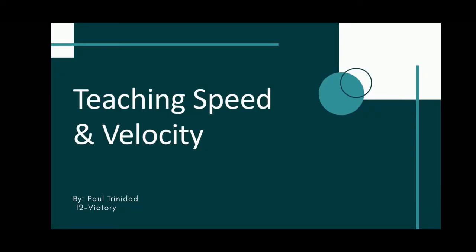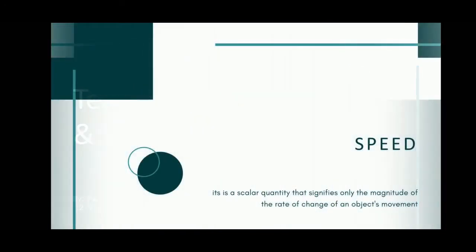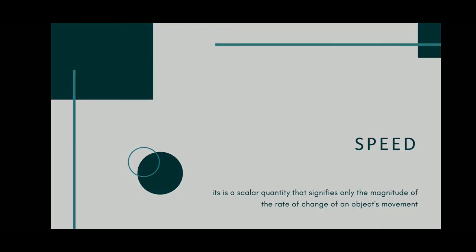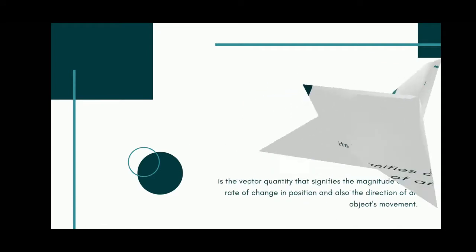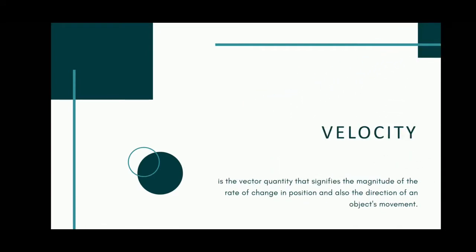Teaching speed and velocity. So what is speed? It's a scalar quantity that signifies only the magnitude of the rate of change of an object's movement. And what is velocity? It is the vector quantity that signifies the magnitude of the rate of change in position and also the direction of an object's movement.